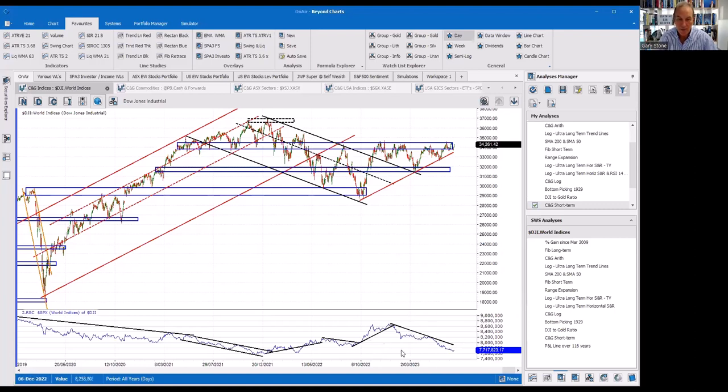So this chart down the bottom over here, bottom right, is a relative strength chart compared to the S&P 500. So it's underperforming the broader market. The Dow Jones 30 components underperforming the S&P 500 constituents.